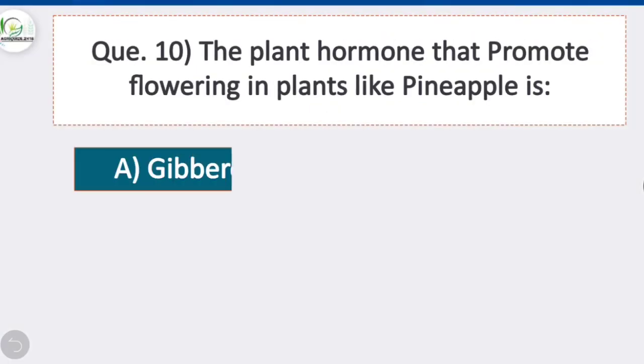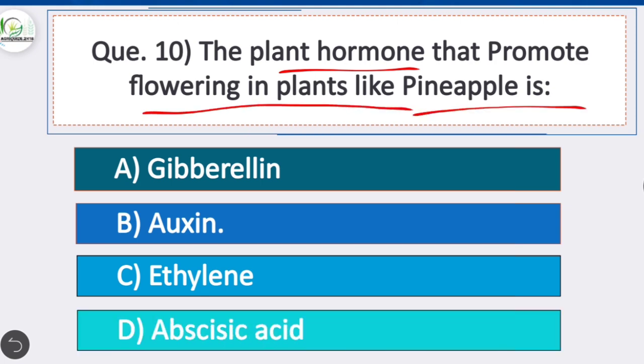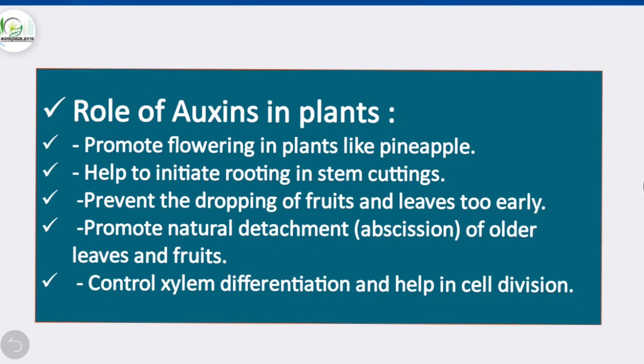Question number 10. The plant hormone that promotes flowering in plants like pineapple is: option B is correct, auxin. The plant hormone that promotes flowering in plants like pineapple is auxin. The role of auxin in plants: promote flowering in plants like pineapple, help to initiate rooting in stem cuttings, prevent the dropping of fruits and leaves too early, promote natural detachment, which is also called abscission, of older leaves and fruits, and control xylem differentiation and help in cell division.